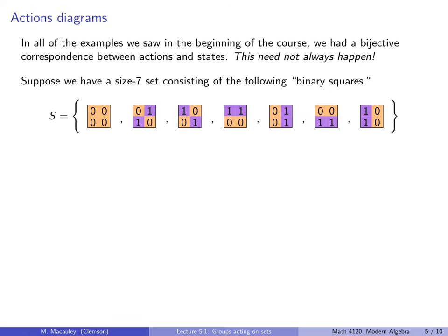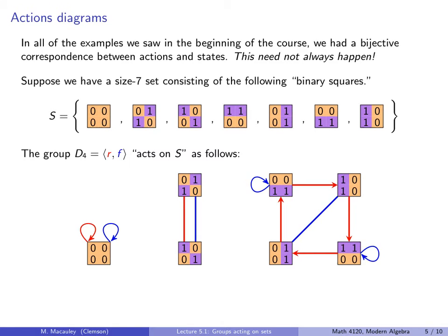For example, suppose we have a size 7 set consisting of the following, I'm going to call them binary squares, right here. Now, of course, there are 16 so-called binary squares, but let's just suppose I have a set of 7 of them. I don't need all of them. This will do. The group D4 acts on the set S as follows. It's the natural way that you would expect this group to permute these squares.